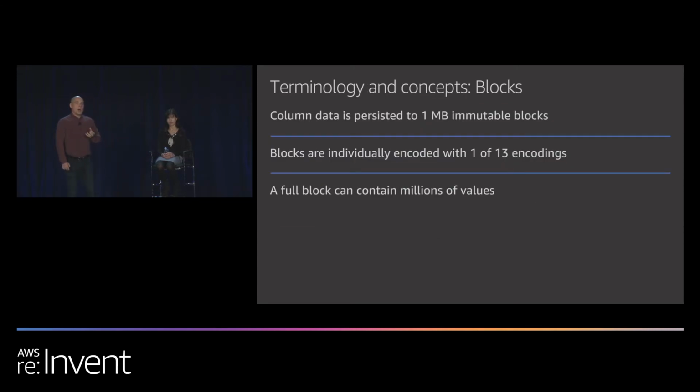The next concept is blocks. We store data on disk in really large 1 meg immutable blocks. And each of those blocks, like I mentioned, is encoded with one of 13 different encodings. When we factor in compression, it's actually possible to shove up to, I've seen some blocks containing over 1 million records. So it's a lot of data put into a single one of our blocks.